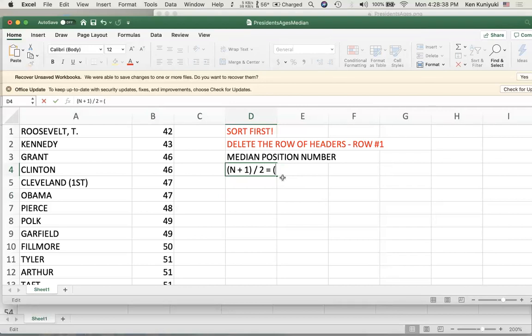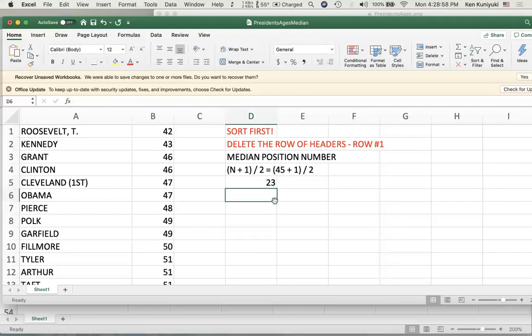Okay, n is 45 here. We have 45 values here. 45 plus 1 over 2. I'll put the equal sign in front: 45 plus 1 over 2. Well, 46 divided by 2 is 23.